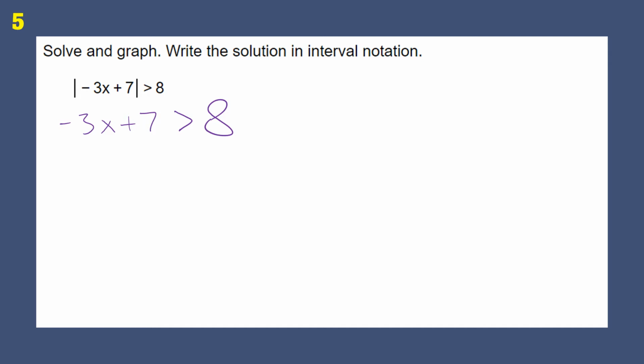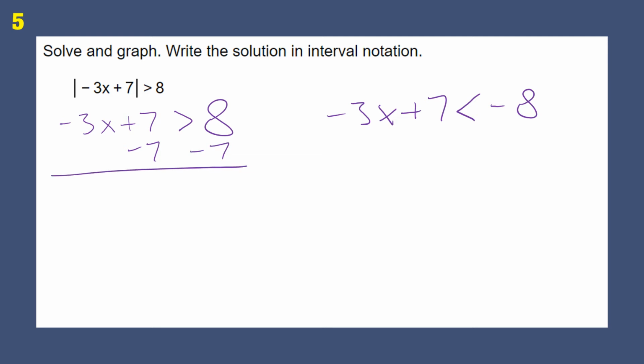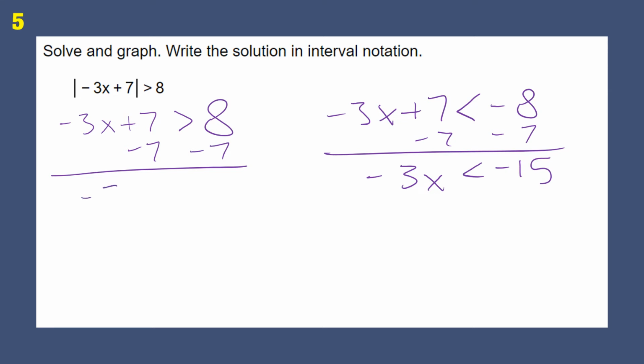The next thing I'm going to do is write the same thing, -3x plus 7, except I'm going to put -8. I'm also going to flip my inequality. Because I changed the sign on the right, I'm going to flip my inequality. Now I'm going to go ahead and solve each of these. Subtract 7 from both sides. I'm going to do both of them at the same time to be really fancy. That gives me -3x less than -15. And this one gives me -3x is greater than 1.